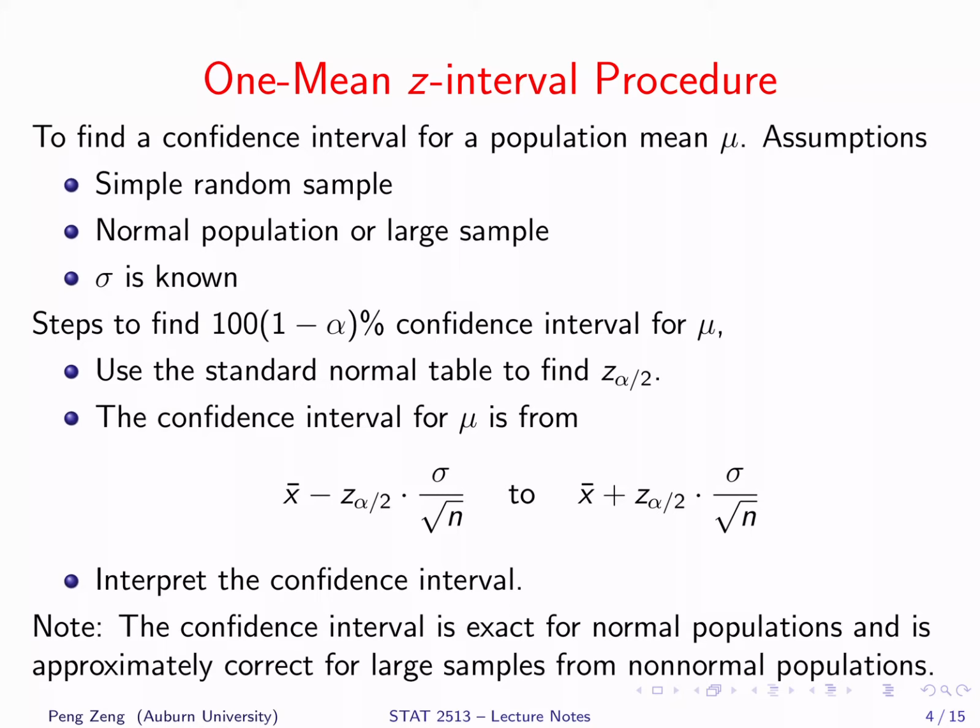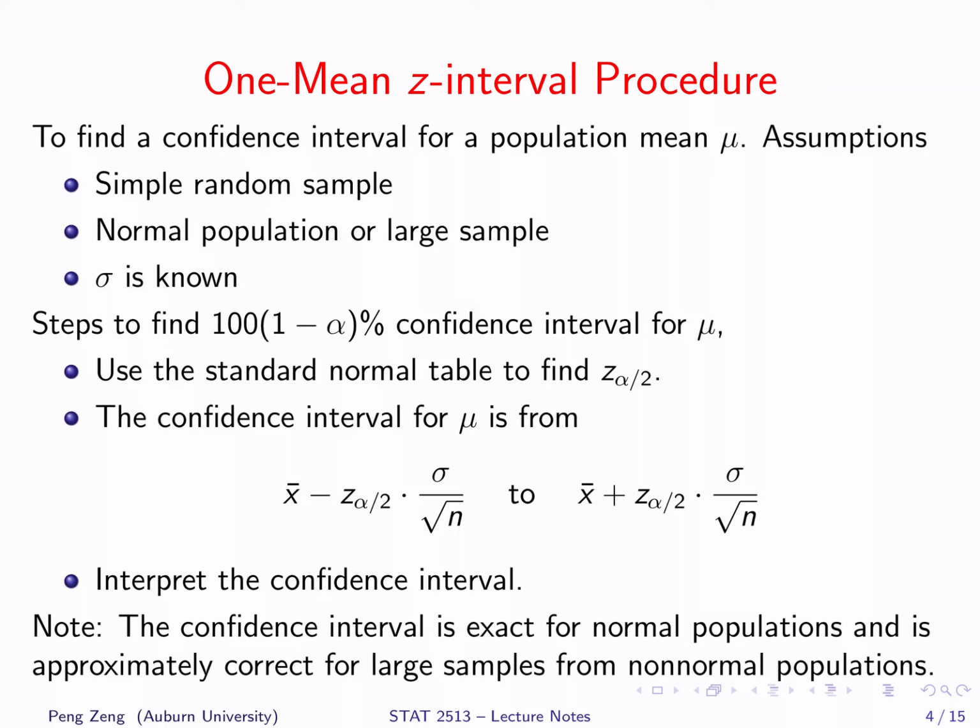Recall that we mainly use the property of X bar in the construction of the confidence interval. When the sample size is large enough, due to the central limit theorem, X bar approximately follows a normal distribution no matter what the population distribution is. The third assumption is that the population standard deviation is known. This assumption may not be realistic because it is unknown in many practical applications. We will discuss the scenario with an unknown sigma later. Right now, we assume that sigma is known.